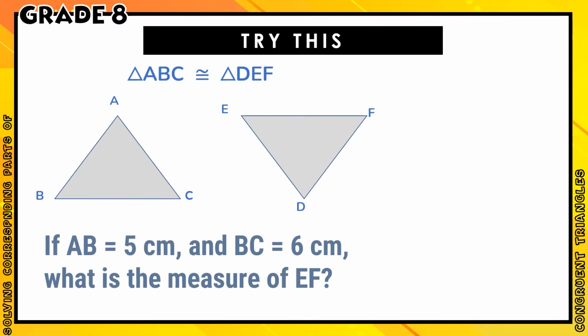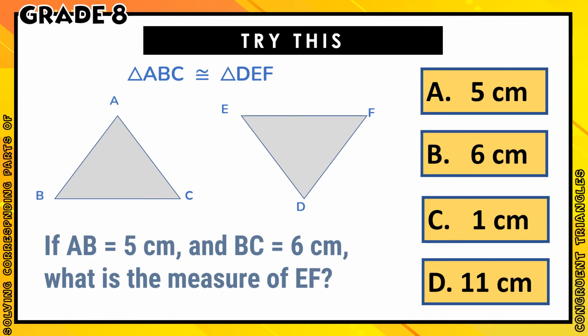Okay, let's try to answer this one. So I have here two given figures. Triangle ABC is congruent to triangle DEF. So if AB measures 5 centimeters and BC measures 6 centimeters, what is the measure of EF? The answer is 6 centimeters because side BC corresponds to side EF by rotation.